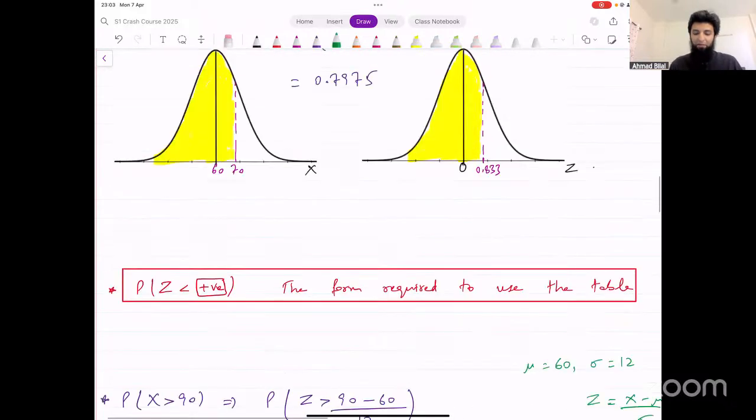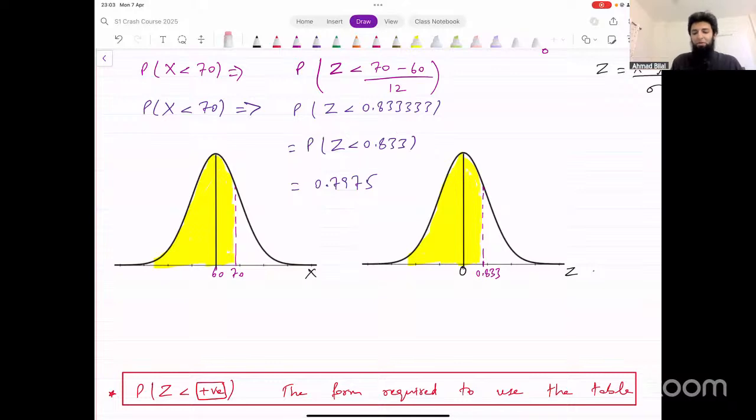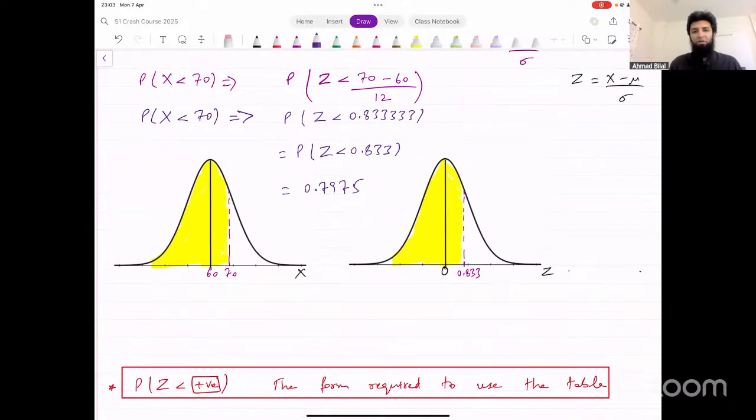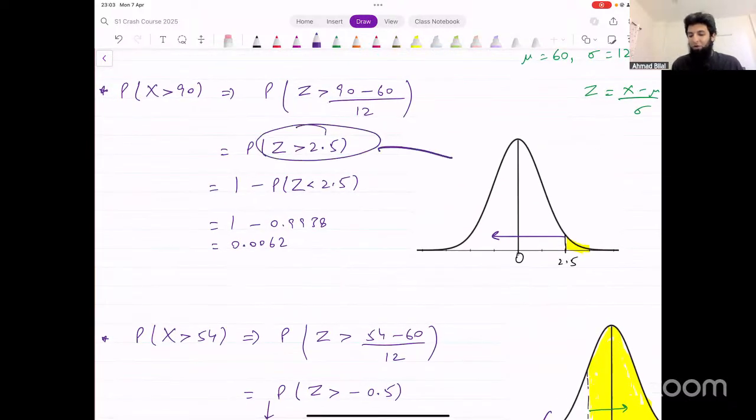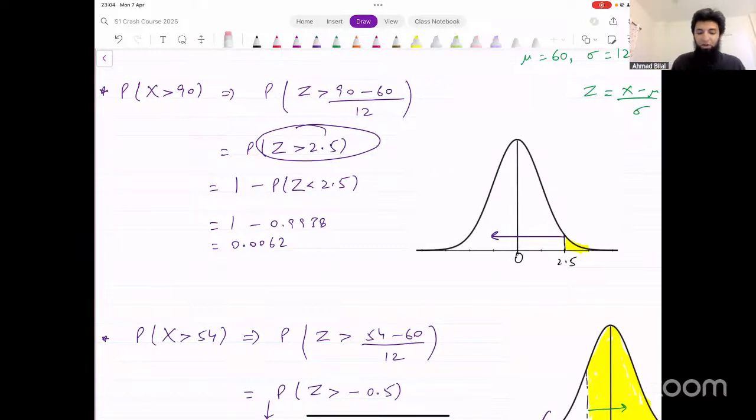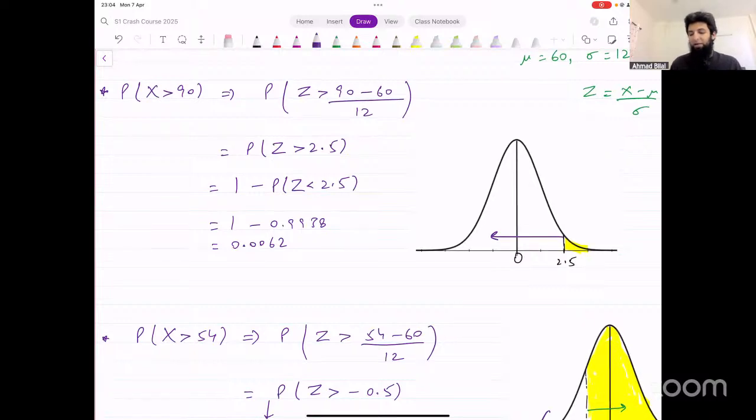So when we have z less than a positive number, we can go to the table and find that probability value. But if it's anything else, for example z greater than some value, we do not use the normal distribution table directly. We use the normal distribution curve to convert it to that form. So for z greater than 2.5, for instance, we said the total probability is 1, and we could subtract from 1 the area to the left of 2.5. Now this number is in standard form. We can use the table for this, find the table value, and get the probability from that.